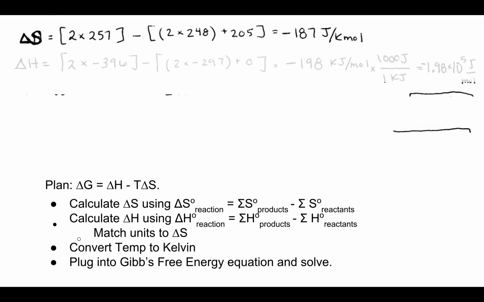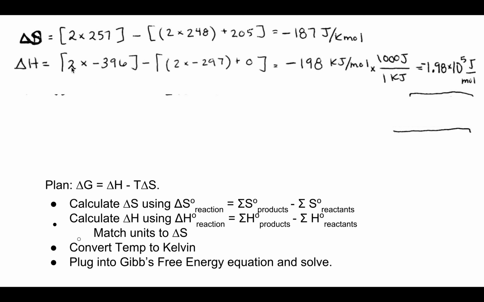I'm going to do the same thing for delta H. So for delta H, there are two SO3 molecules that have negative 396. Gotta watch your negatives in this one. I'm going to subtract the sum of my reactants, so 2 times negative 297 plus 0. So 2 times negative 396 minus 2 times negative 297, and you get negative 198 kilojoules per mole. I need to convert this to joules so my units match. Again, it doesn't matter which way you go, but I'm going to joules. Kilojoules are currently on the top, so kilojoules go on the bottom, and there are 1,000 joules in a kilojoule. And so if you multiply that through, don't lose your negative, you get negative 1.98 times 10 to the 5th joules per mole.